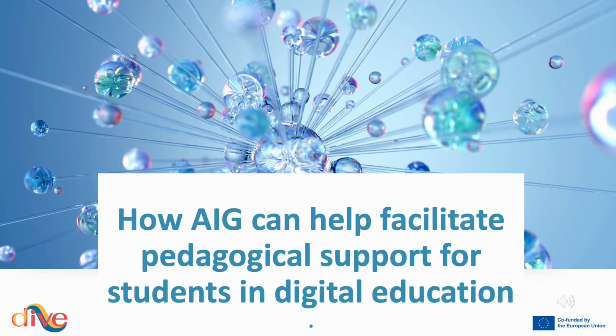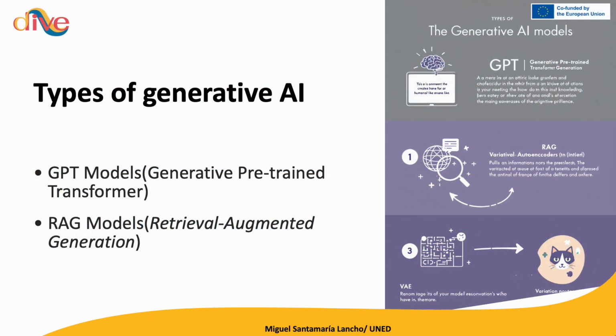In this final video, we will explore how generative AI can support us in providing pedagogical assistance to our students. Although this is a simplification, we could say that there are two main types of generative AI models: GPT models, Generative Pre-trained Transformers, and RAG models, Retrieval-Augmented Generation. In the next few slides, we will explore their main features and how they can be used in education.